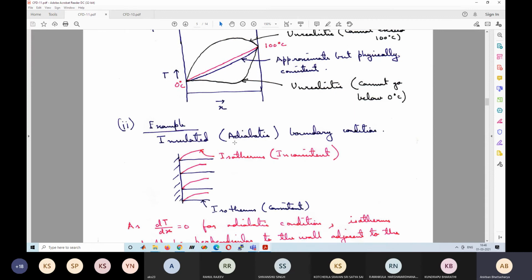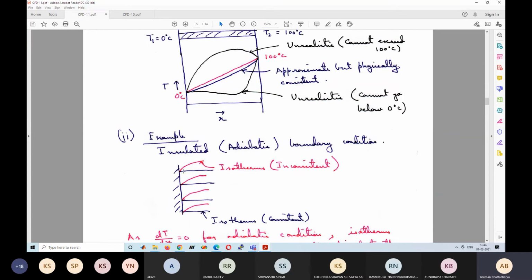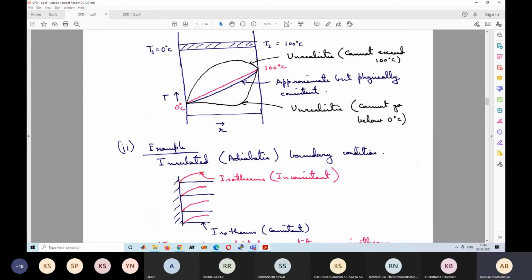Another example is of the adiabatic boundary condition, or insulated. If the wall is adiabatic, if there is no heat flux across the wall, what will be the orientation of the isotherms? Isotherms, you know, right? Constant temperature lines. So the isotherms have to be perpendicular to this wall. Why? Why are the isotherms perpendicular to the wall if the wall is adiabatic?